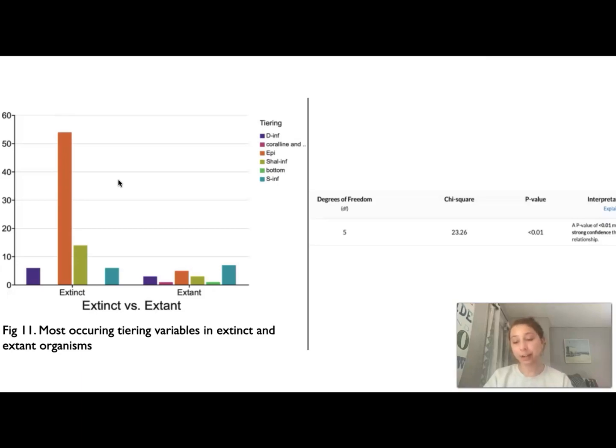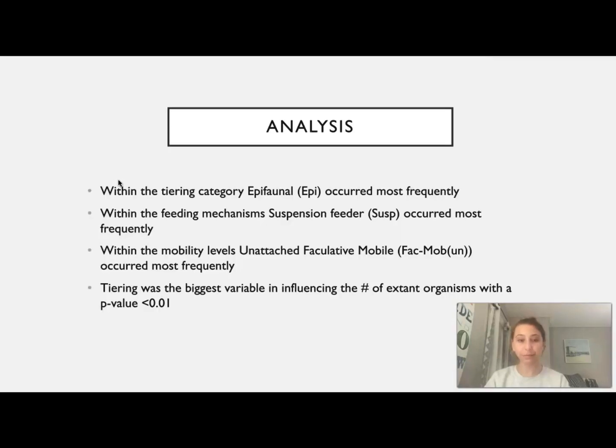And here in tiering, we found a p-value of less than 0.01, which means an extremely strong confidence that there is a relationship in tiering. So within the tiering category, epifaunal occurred most frequently. Within the feeding mechanism, suspension feeder occurred most frequently. Within the mobility levels, unattached facultative mobile occurred most frequently. And tiering was the biggest variable in influencing the number of extant organisms with a p-value of less than 0.01.